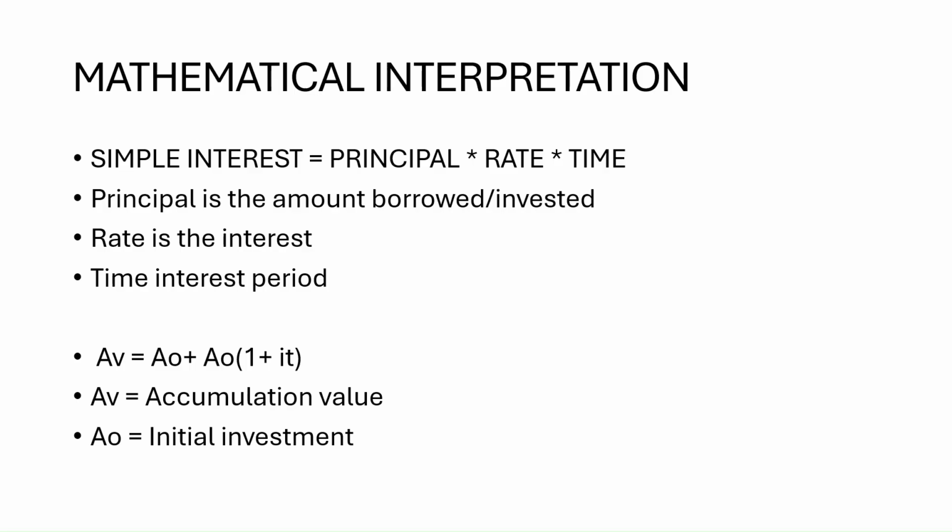So, the mathematical interpretation of simple interest. If you recall, simple interest is defined as the principal times rate times time. The principal is the amount that is borrowed or invested. Rate is the interest rate, and T is the time. Now, you could calculate the amount that you will accumulate over a certain time period by using the formula AV is equal to A0 times (1 plus IT). AV is the accumulation value, and A0 is the initial investment.